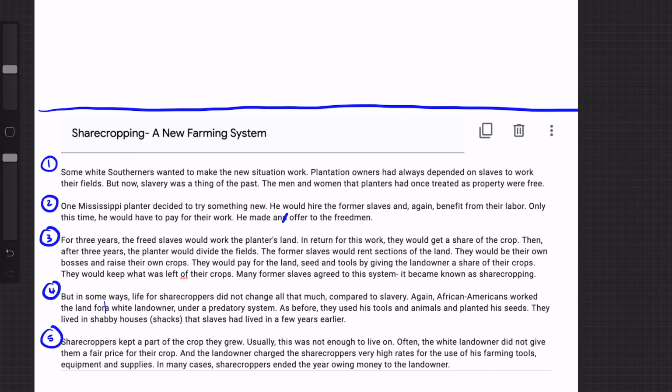Okay, let's break this down paragraph by paragraph. Let's start with paragraph 1. Some white Southerners wanted to make the new situation work. I think the most important sentence is the last one. The men and women that planters had once treated as property were free. So this is setting up the problem that plantation owners are now going to have now that they don't have slaves anymore.